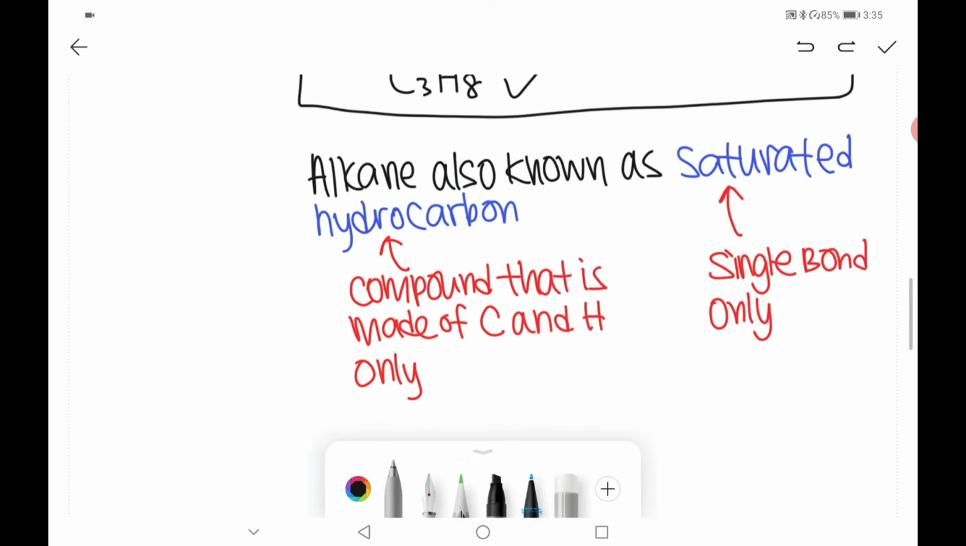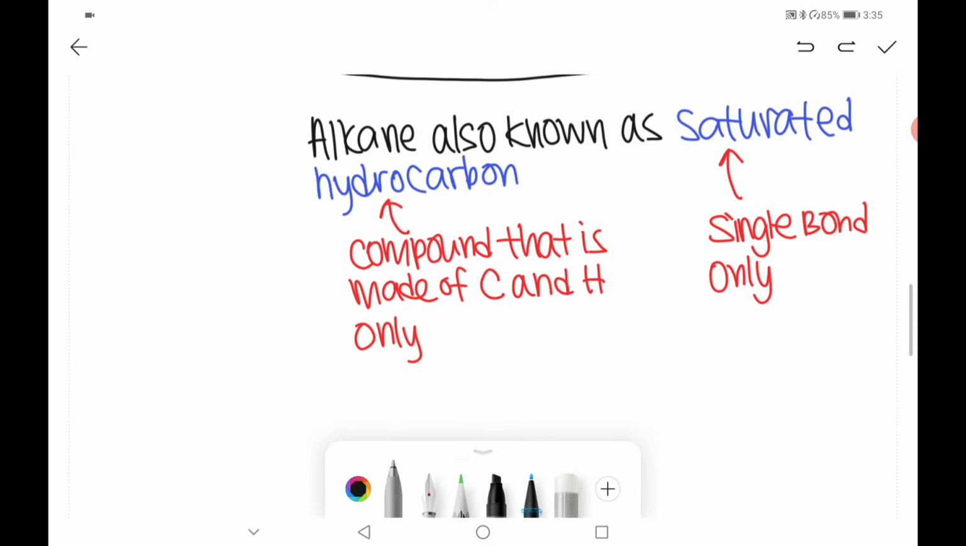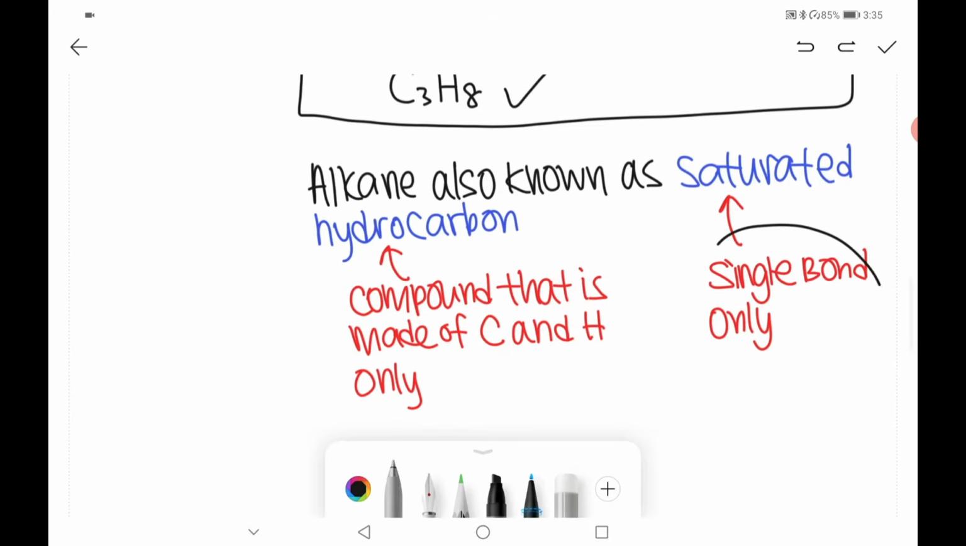So remember this from the last lesson. If you only have single bonds, it's called saturated. If you have double or triple bonds, it's called unsaturated. Alkane only has single bonds, that's why we call it saturated. Alkane is made of carbon and hydrogen, so it is called a hydrocarbon. Whenever you see the words saturated hydrocarbon, make sure you know that they refer to alkane.